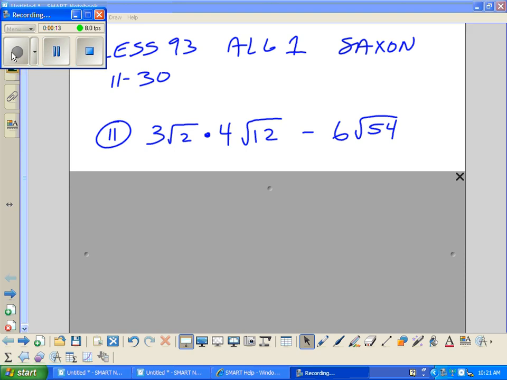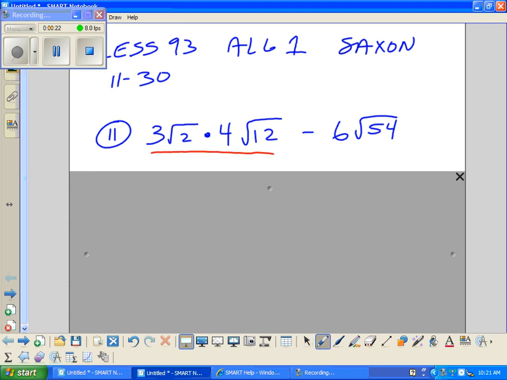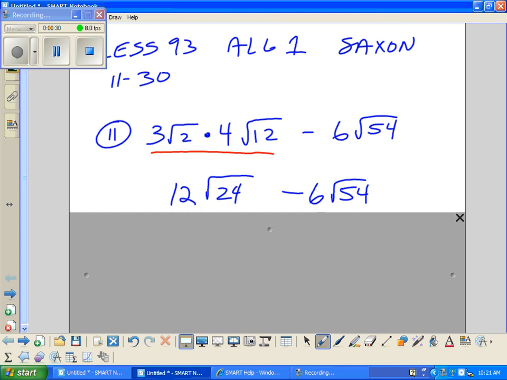You remember that it's order of operations: parentheses, exponents, multiply, divide, add, subtract. So we've got to start with multiplication here, and multiplication is shown right here. If I do that, 3 times 4 is 12, and 2 times the square root of 2 times the square root of 12 is the square root of 24. The other term, 6 times the square root of 54, simply comes down, or negative 6 times the square root of 54. Now we are left with a radical reduction problem.